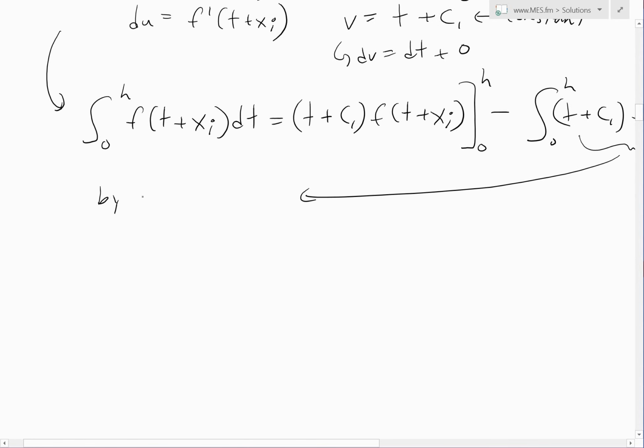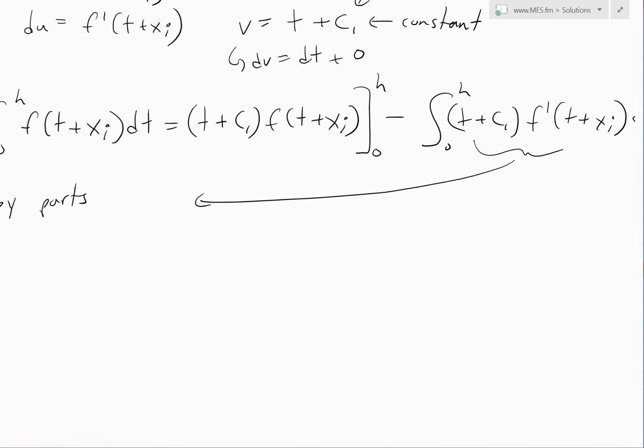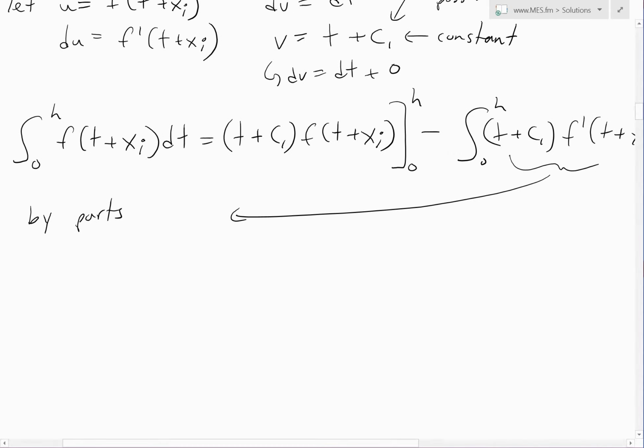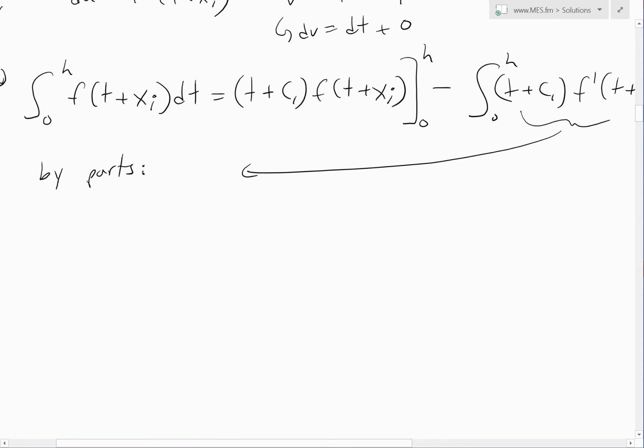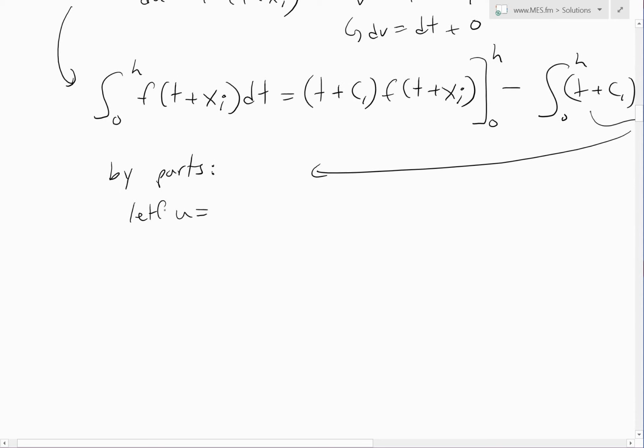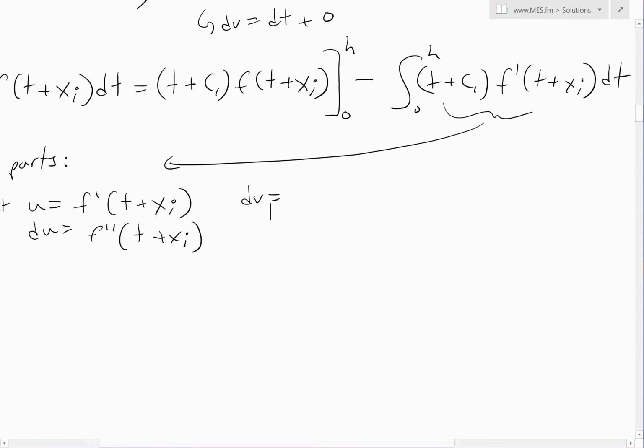And now we do integration by parts again, because we want to get a second derivative. As you can see here, we have just a regular first derivative, so we want to get a second derivative in this integral. So again, let u equal f'(t + xi), so that du is equal to f''(t + xi). And then our dv is going to be equal to t + c1 times dt.